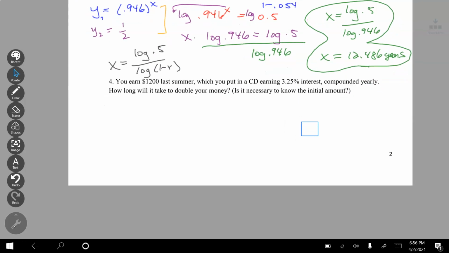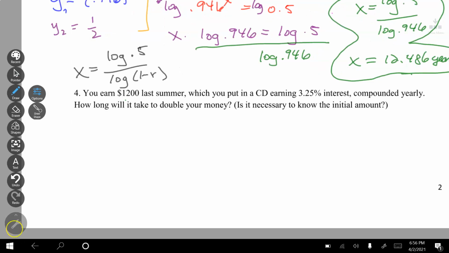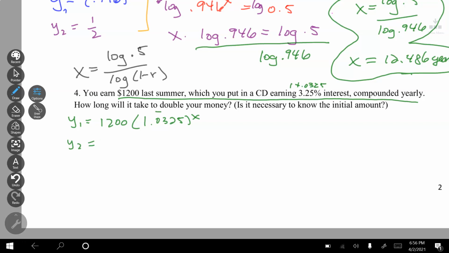Okay, doubling my money. Let's see what I can do to double. So I have this problem right here. I could write it as y1 equals 1200 times 1.0325 to the x, because when I do 1 plus 0.0325, it's growing. And my second one I can make double, which is 2400. And the question is, do I really need the initial value? Well, what I would do is set them equal to each other.